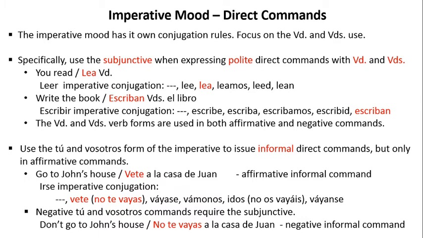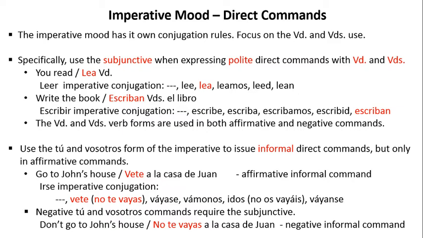Now, the usted and ustedes verb forms are used in both the affirmative and the negative commands. Use the tú and vosotros form of the imperative to issue informal direct commands, but only in affirmative commands. So let me explain with a couple of examples. First, go to John's house: Vete a la casa de Juan. That's an example of an affirmative informal command.